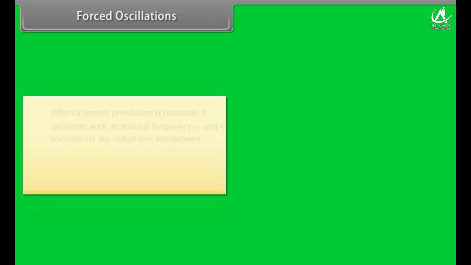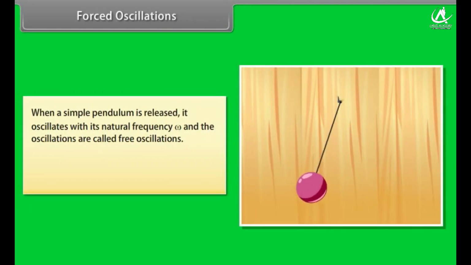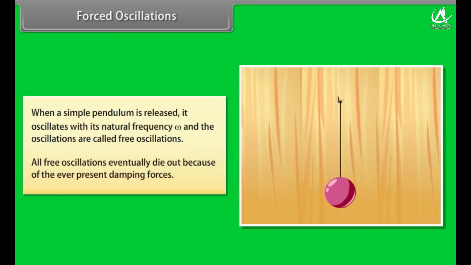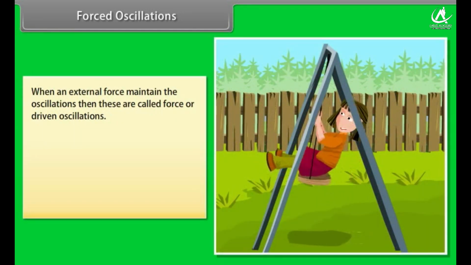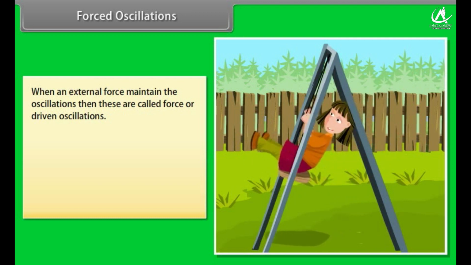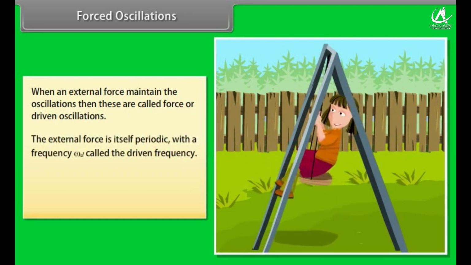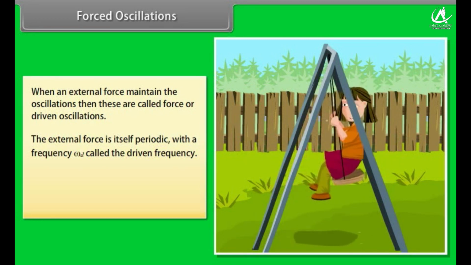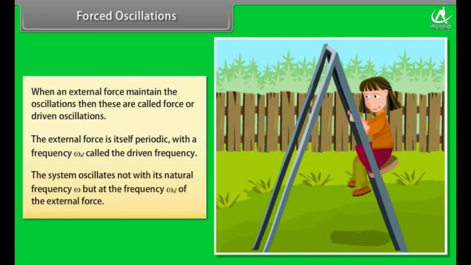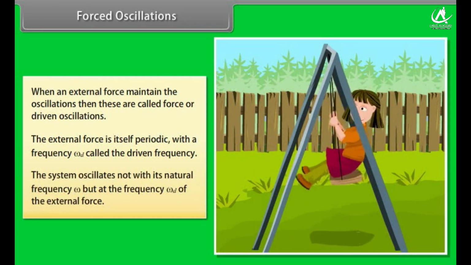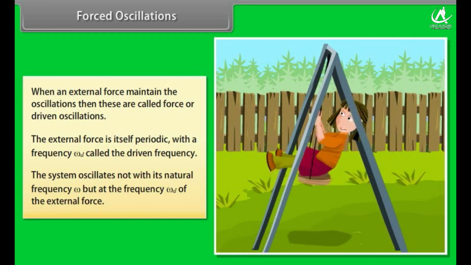Forced oscillations. When a simple pendulum is released, it oscillates with its natural frequency omega, and the oscillations are called free oscillations. All free oscillations eventually die out because of the ever-present damping forces. When an external force maintains the oscillations, then these are called forced or driven oscillations. The external force is itself periodic with the frequency omega d, called the driven frequency. The system oscillates not with its natural frequency omega, but at the frequency omega d of the external force.